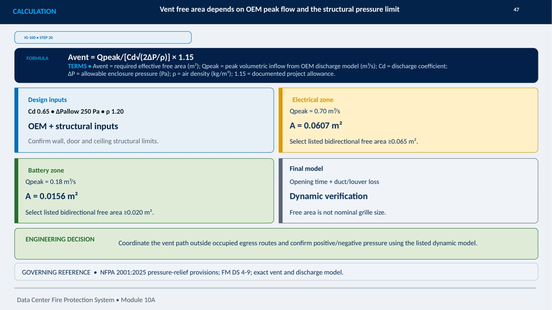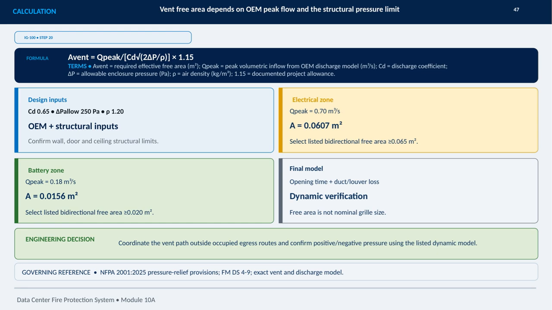For this design, the inputs are a discharge coefficient of 0.65, an allowable pressure of 250 pascals, and an air density of 1.20 kilograms per cubic meter. The electrical zone has a peak flow of 0.70 cubic meters per second, producing a calculated area of 0.0607 square meters. The selected listed bidirectional vent therefore needs at least 0.065 square meters of effective free area. The battery zone requires less.